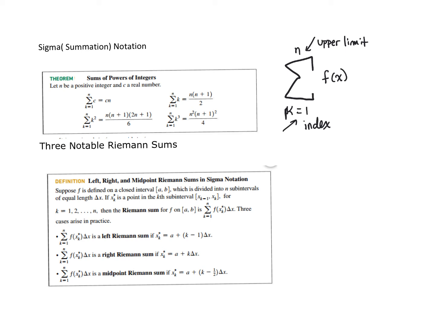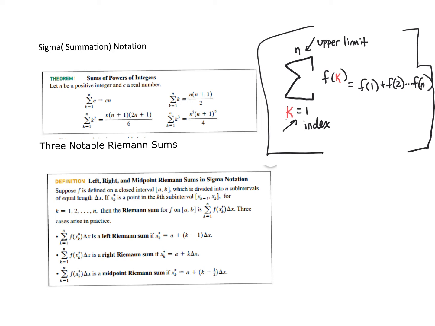However, I just made a boo-boo. If this is k, then this has to be k as well, because we're going to cycle through the k's. So basically what this means here is we're going to add f of 1 plus f of 2 all the way up to f of n. We're going to add those things up. So this is going to become really powerful for us in writing our Riemann sums a little cleaner.